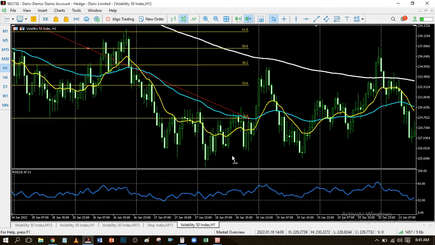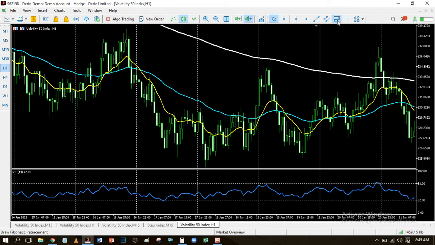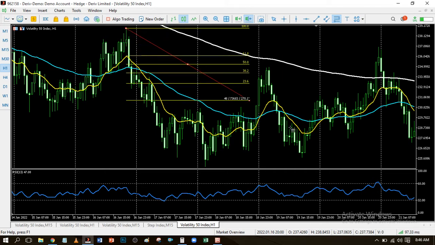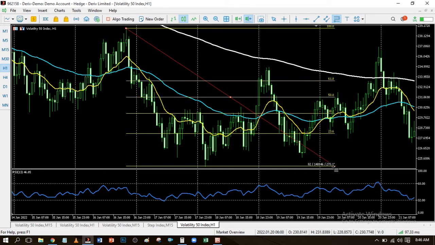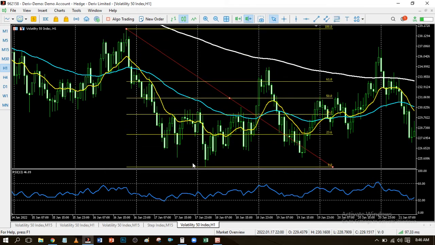All right, so let's draw our Fibonacci on the next drop, which is here. Remember I told you that this is the pullback, but this was the downward run that caused this pullback. So it's on this downward run you will draw your Fibonacci, from the beginning to the end, which is here. You can see this pullback surpassed even the 61.8.